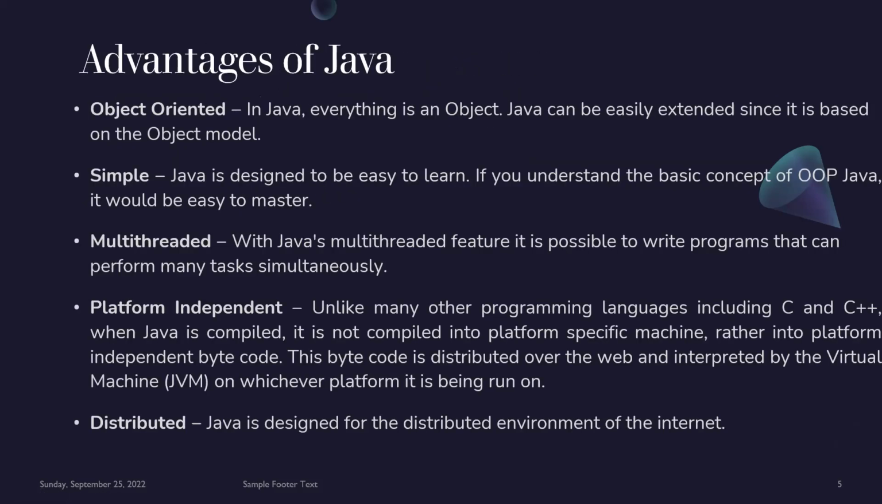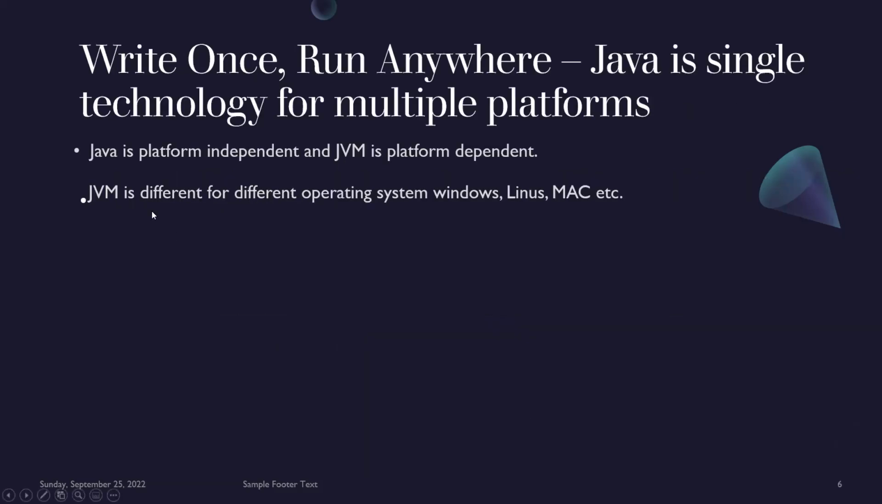Okay, so these are the main advantages of Java, as per our main concepts. And the next thing is: write once, run anywhere. This is the main concept of Java, that you have to write your code only once, and the same code you can run on any platform. It is not specific to any platform.